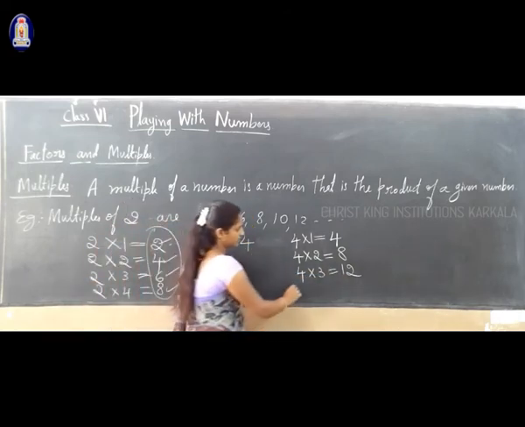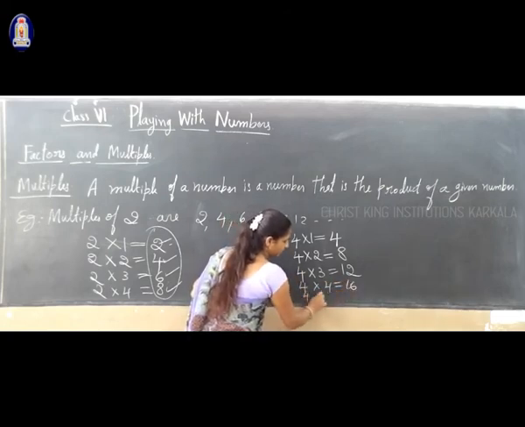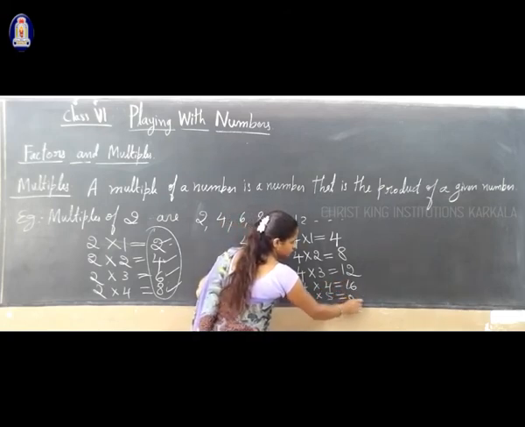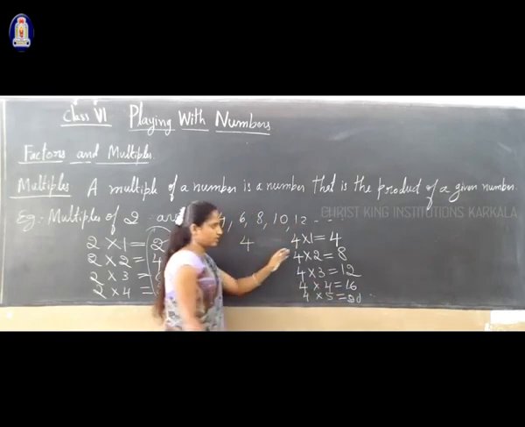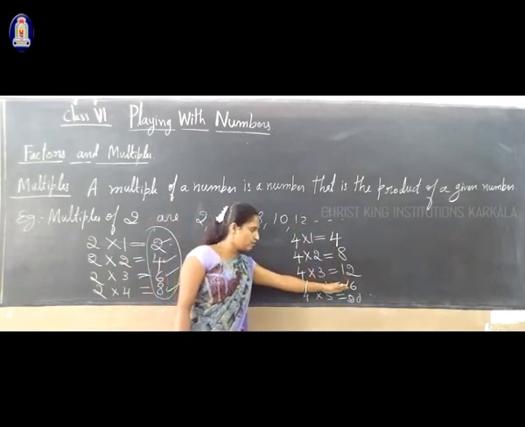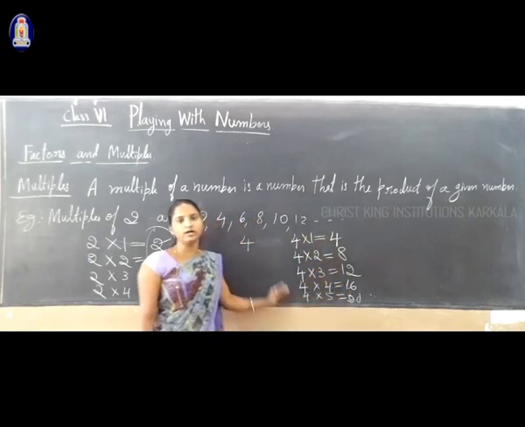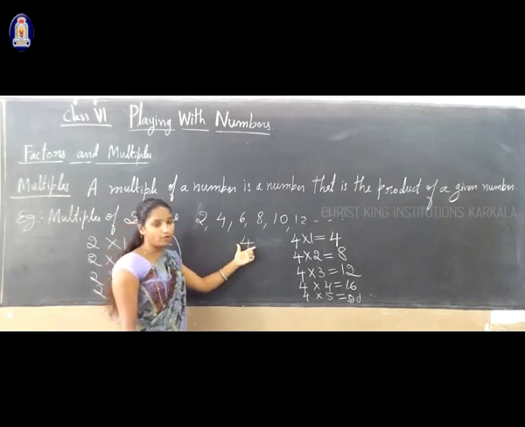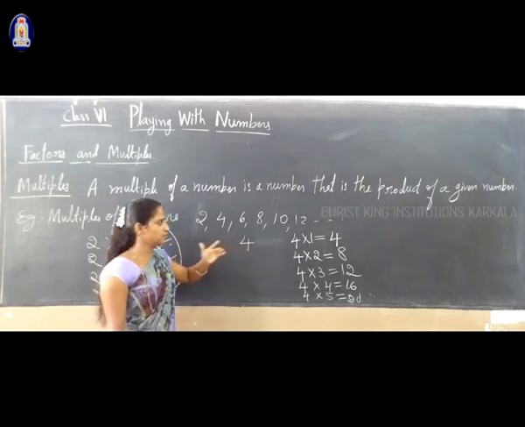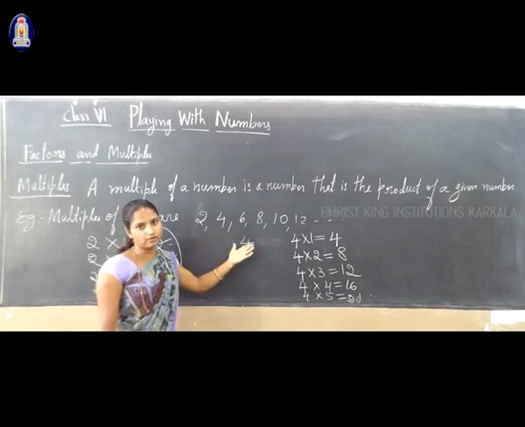Next, you can continue like this. In the table, 4 fours are 16, 4 fives are 20. So this will continue. So we can say that 4, 8, 12, 16, 20 are the first 5 multiples of 4. Clear? Suppose they ask to find the first 10 multiples of 5.